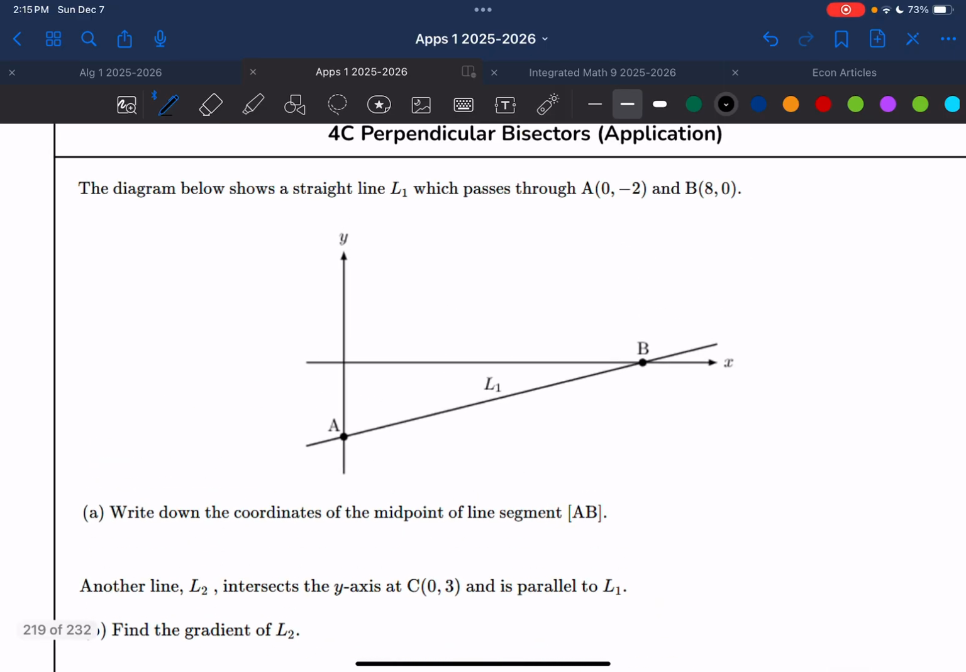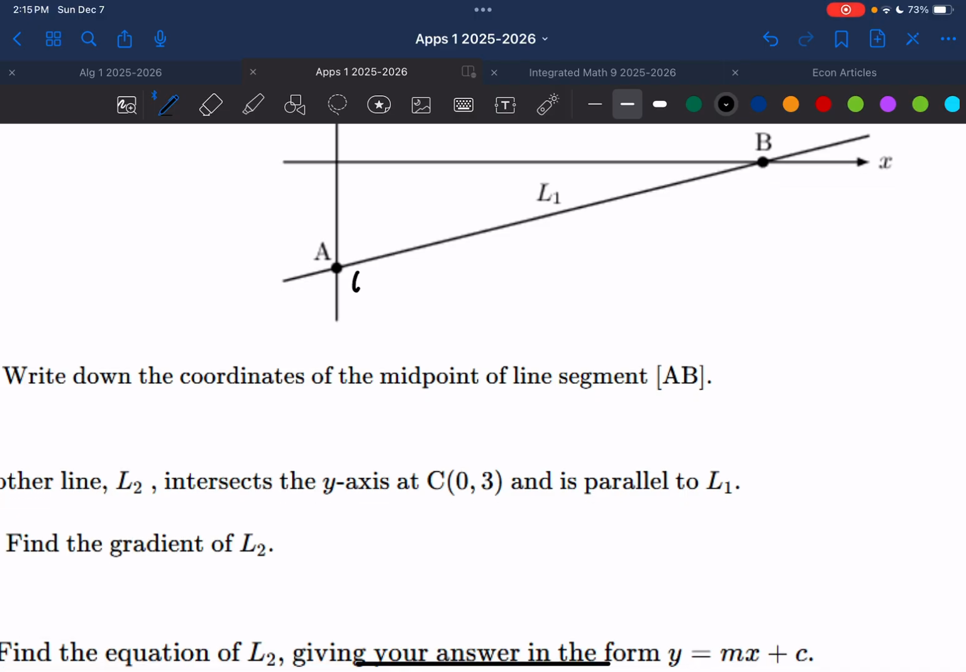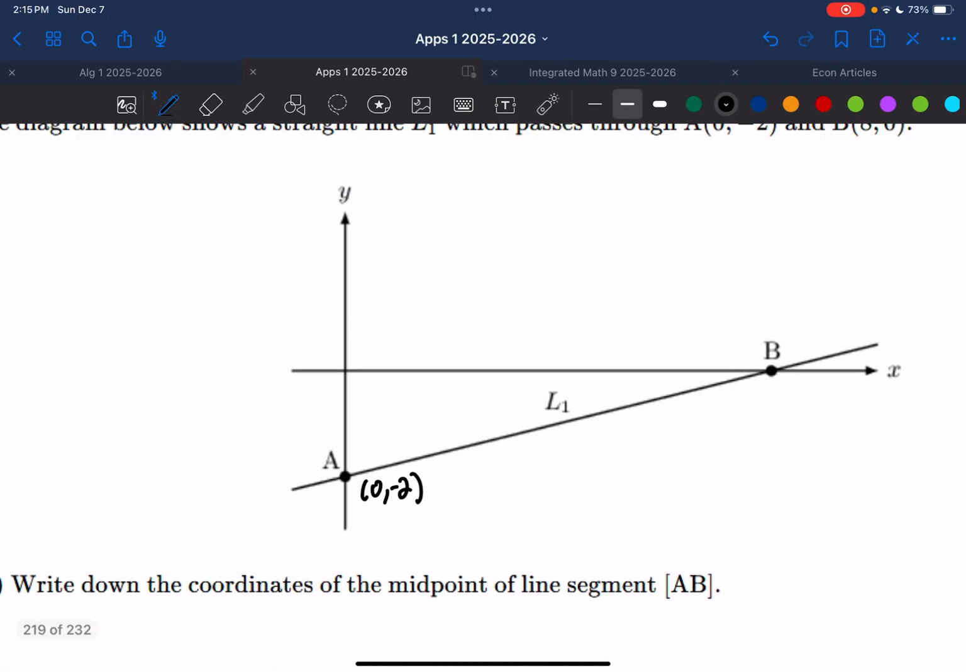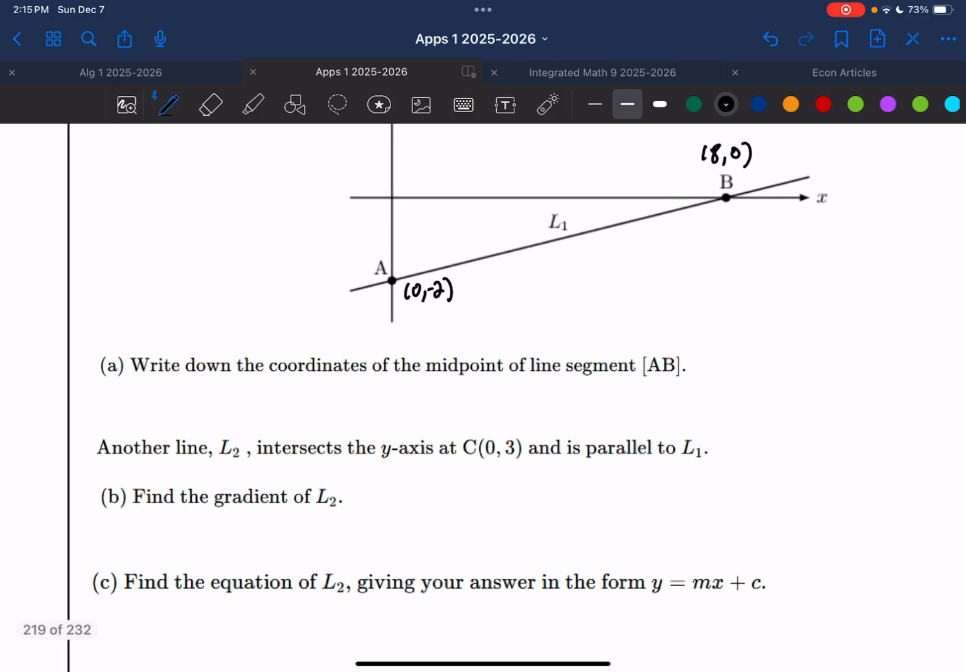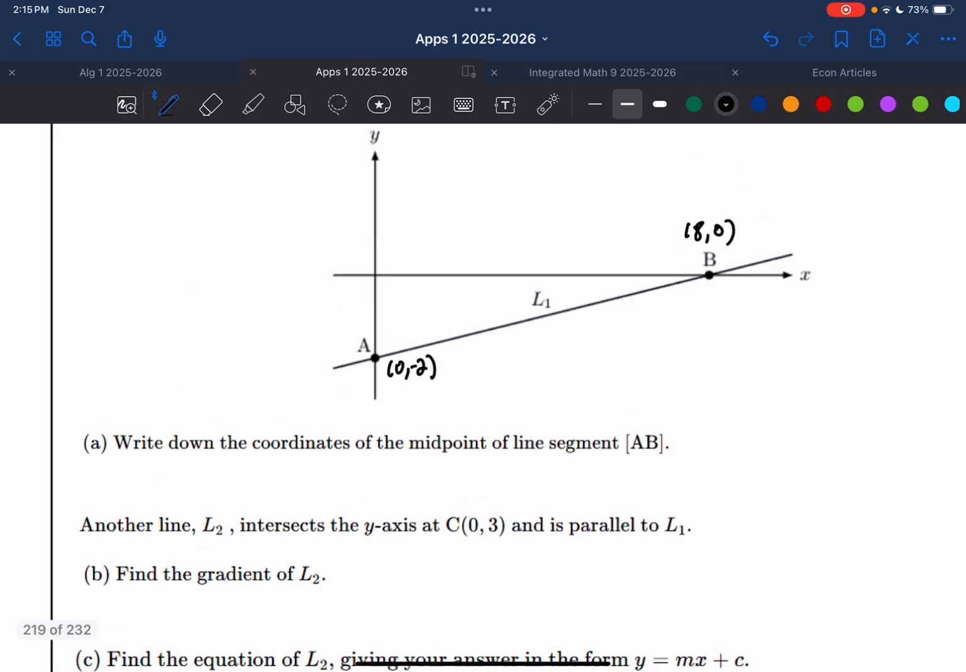So we have this line here, L1, and we see that it passes through point A, located at (0, -2), and point B, located at (8, 0). It's asking us to write down the coordinates of the midpoint of the line segment that connects A and B. Visually, we know that's going to be right about there.